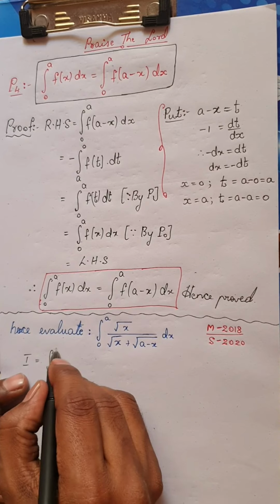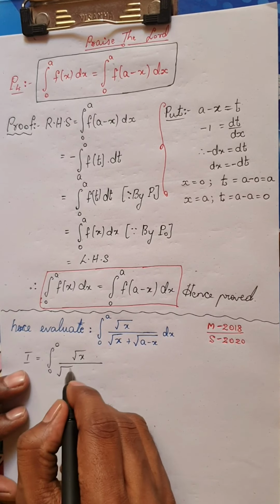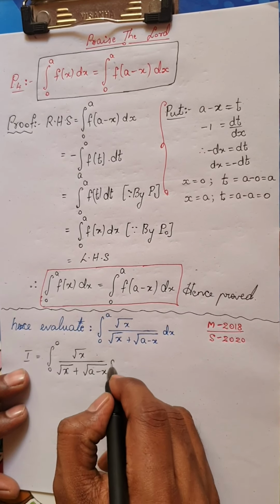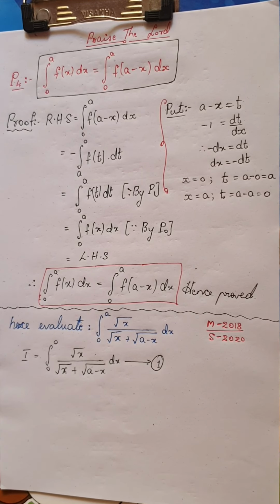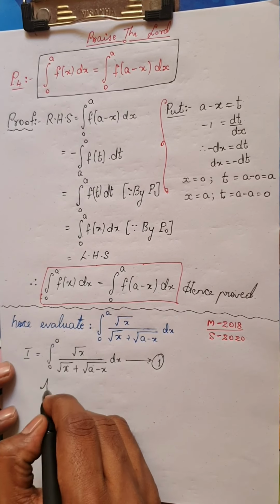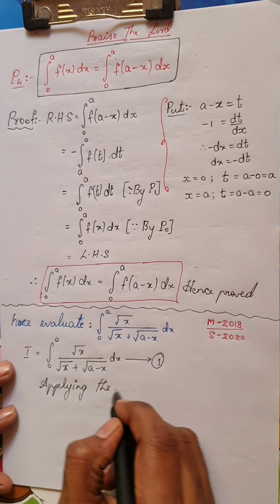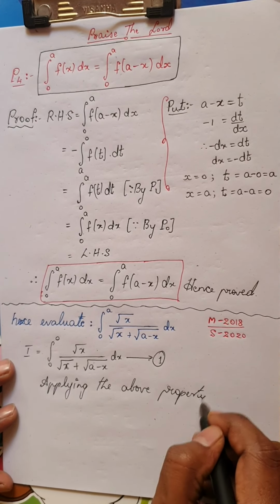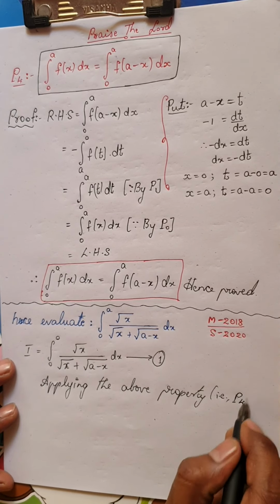Let me consider I is nothing but the integral of root x divided by root x plus root of a minus x dx. Consider the given integral, whichever I consider it as equation 1. Now applying the above property, that is, which is the above property I am applying now, P4.